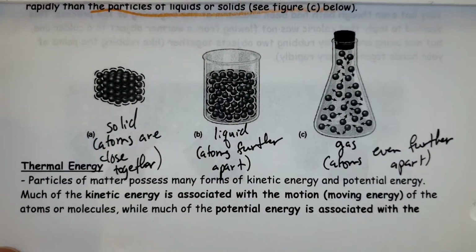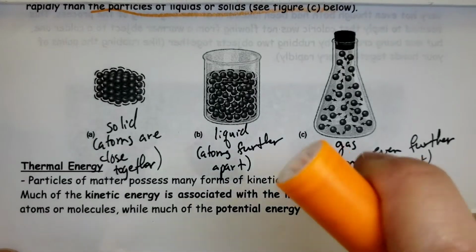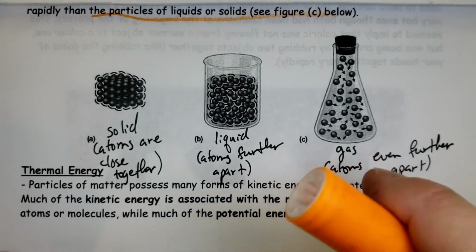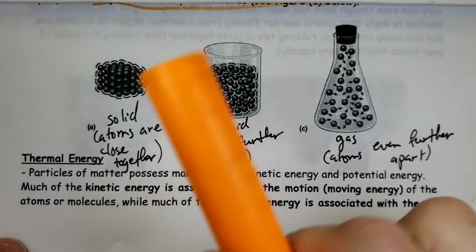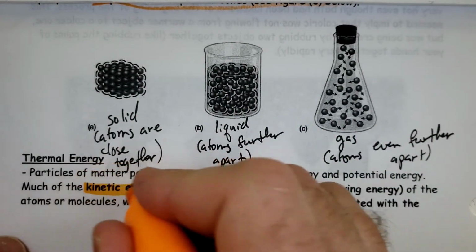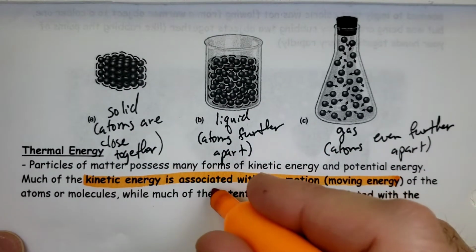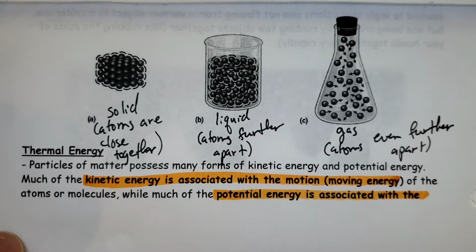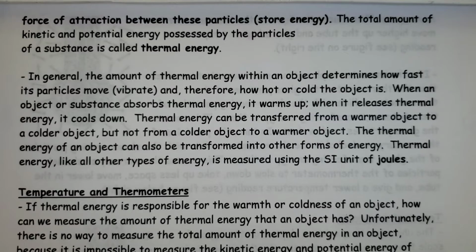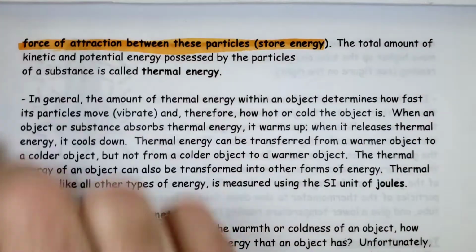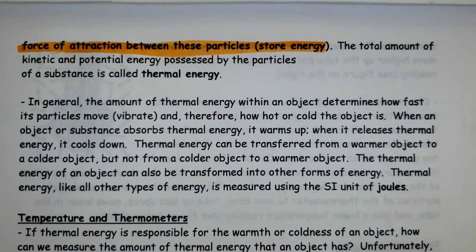So that brings us to thermal energy. Particles of matter possess many forms of kinetic and potential energy, which we'll talk about in a bit. Much kinetic energy is associated with motion. So yes, again, kinetic means moving, so moving energy. Other atoms or molecules have potential energy, which is not due to movement. So potential energy deals not with moving energy, but looks at the force of attraction between particles via stored energy.